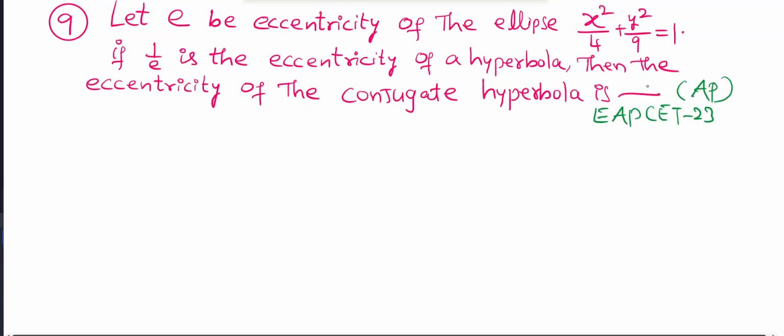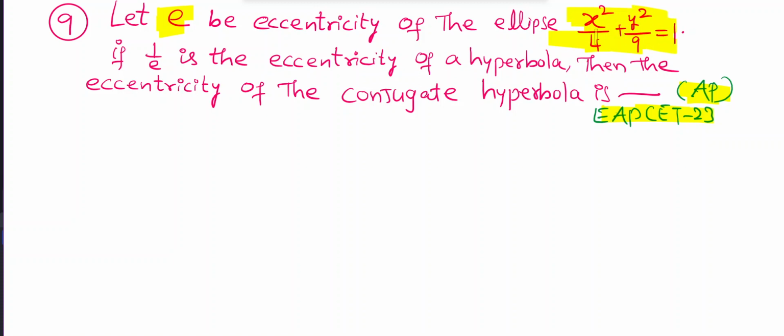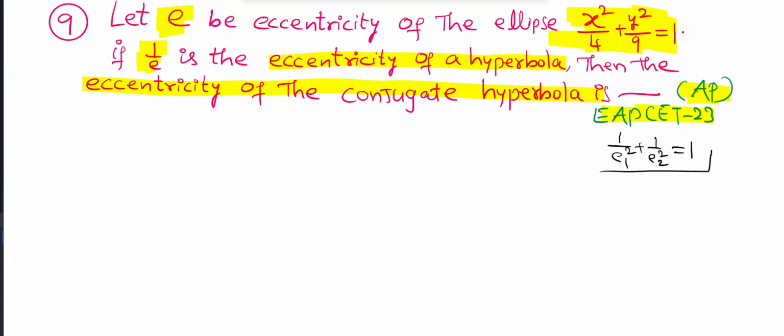This is the ninth question from EAPCET 23. Here is given, let e be the eccentricity of the ellipse x square by 4 plus y square by 9 is equal to 1, and 1 by e is the eccentricity of the hyperbola. Then the eccentricity of the conjugate hyperbola is? We know the formula: 1 by e1 square plus 1 by e2 square is equal to 1. This is the relation between the eccentricities of a hyperbola and its conjugate hyperbola.